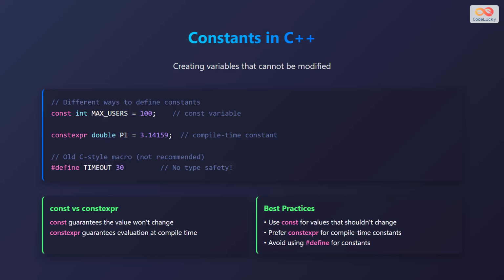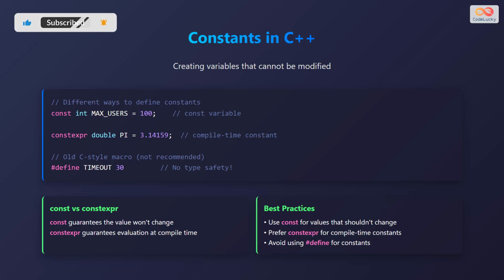In older C-style code, macros were used to define constants using the #define preprocessor directive. However, this approach lacks type safety and is generally not recommended. For example, #define TIMEOUT 30.